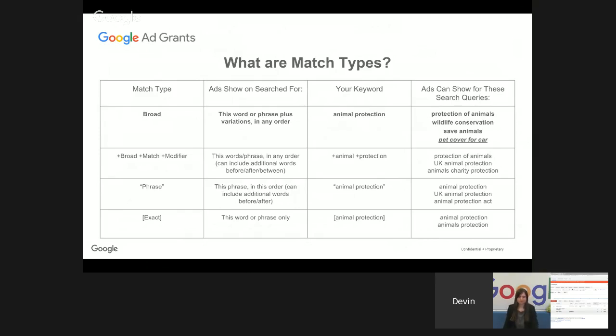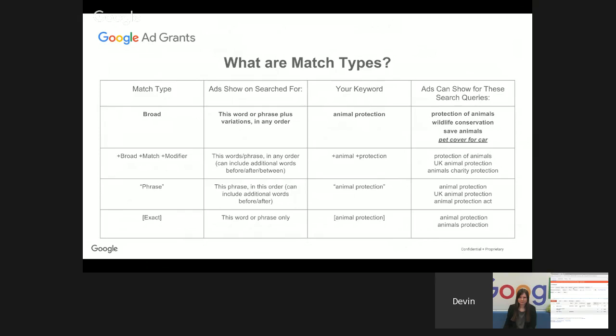While broad match can work well, sometimes issues do arise when the variation is not relevant. So sticking with this animal protection example, ads might show for the search pet cover for car. While the search is a play on animal protection, it isn't relevant.